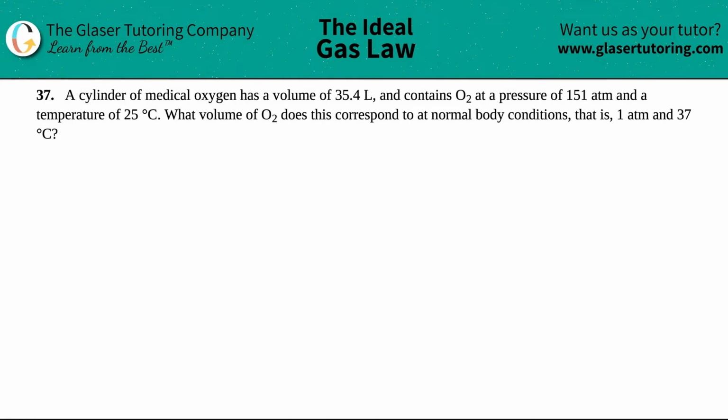137. A cylinder of medical oxygen has a volume of 35.4 liters and contains O2 at a pressure of 151 atm and a temperature of 25 degrees Celsius. What volume of O2 does this correspond to at normal body conditions? That is 1 atm and 37 degrees Celsius.